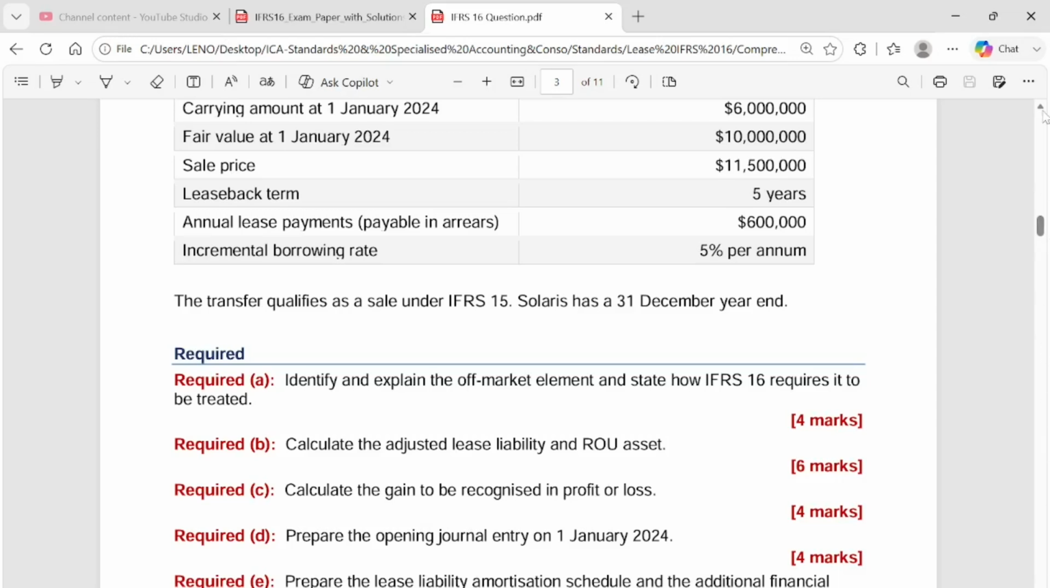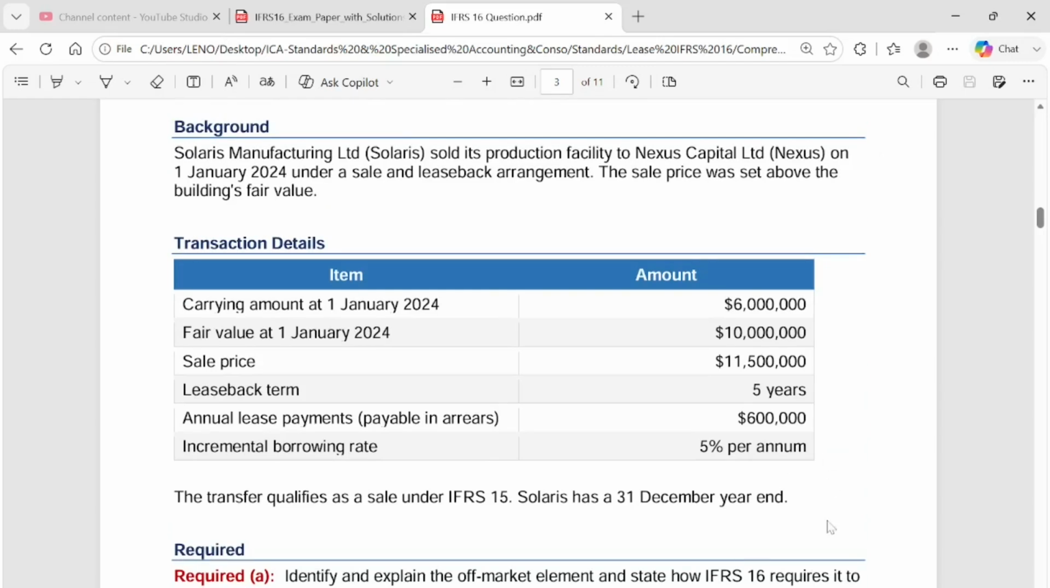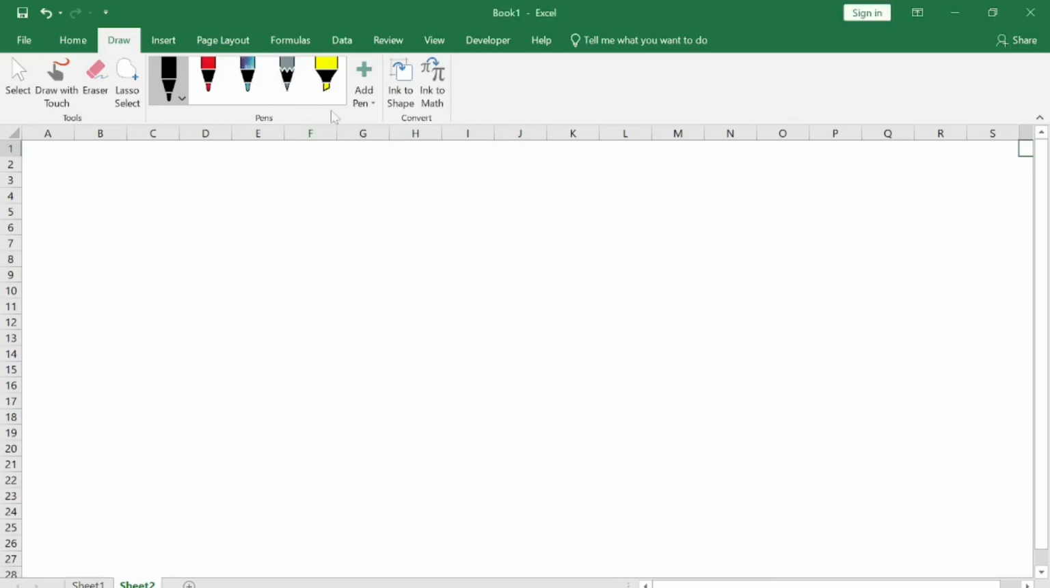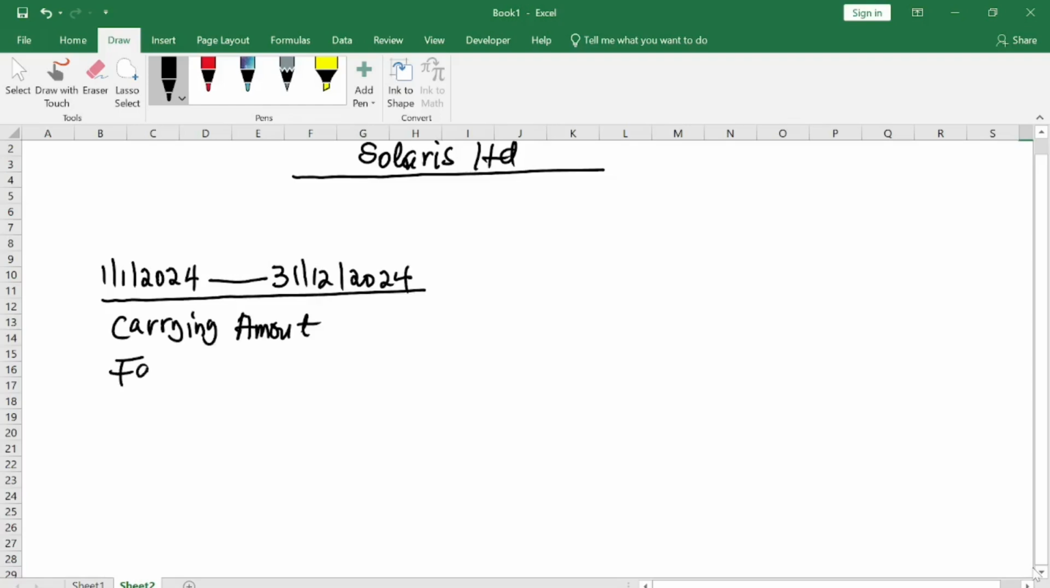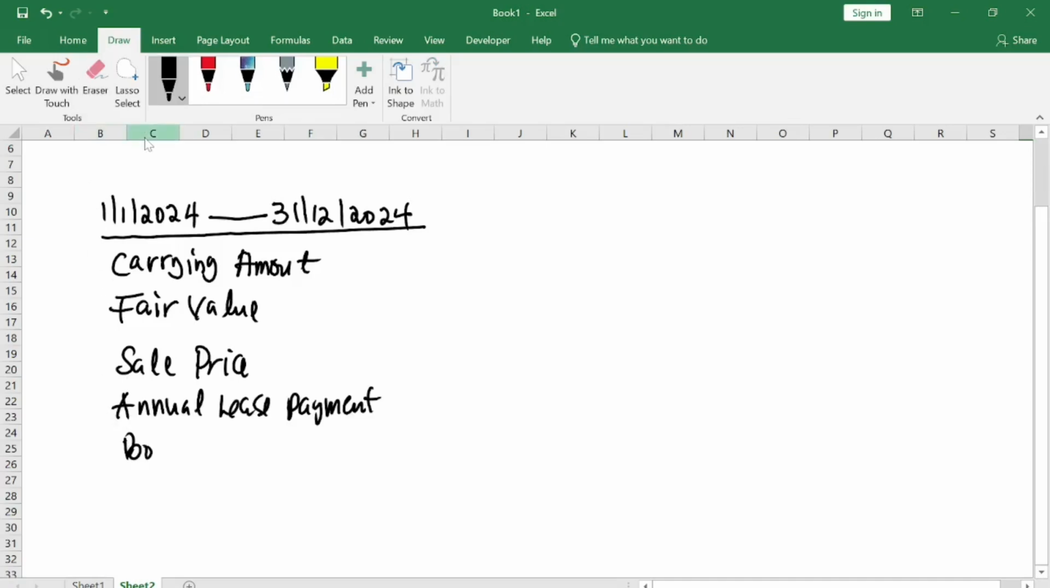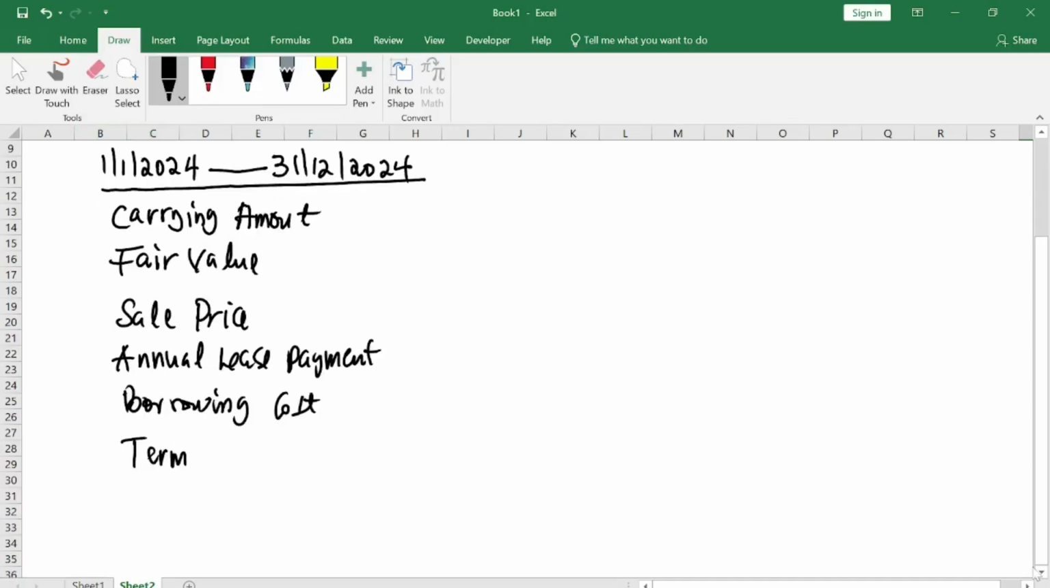All right, so this is the question. Let us summarize it on our worksheet. The company name is Solaris Limited. The accounting year began from 1st January 2024 and ended on 31st December 2024. So you have your carrying amount, fair value of the asset, sale price, annual lease payment, borrowing cost, and term of the arrangement.